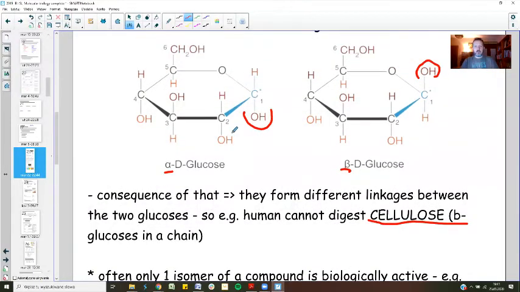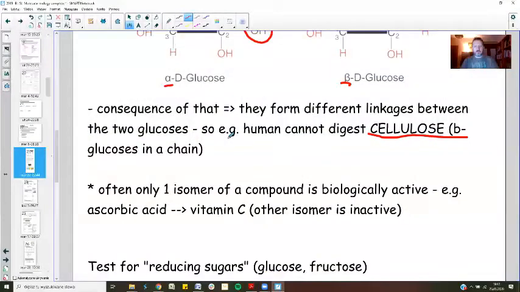Very frequently in biology, some isomers of an organic compound have a different role than the other one. One of the most famous examples is vitamin C, which is the L isomer of ascorbic acid. Its D isomer is a completely biologically inactive molecule.